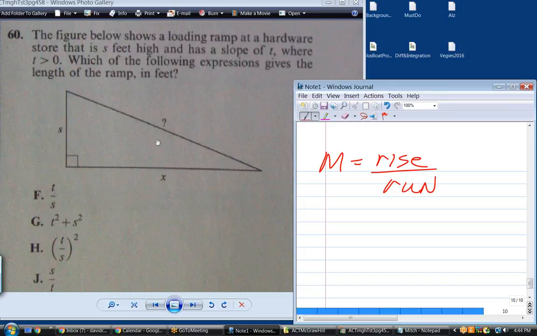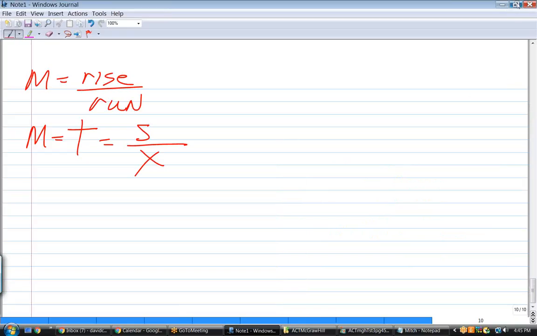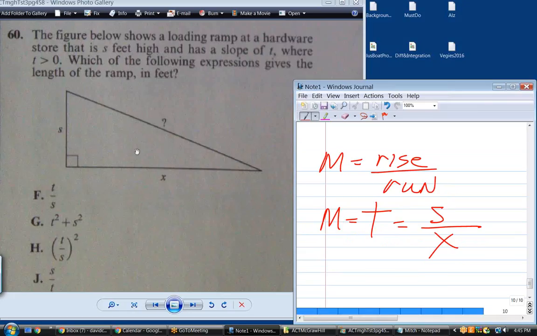Well, what's the slope when you look at this picture? First of all, it's t. What's the rise and what's the run? S over x. So that's the slope, and they want their answer not in terms of x. So let's, just looking at that triangle, using the Pythagorean theorem, what is the hypotenuse equal to?